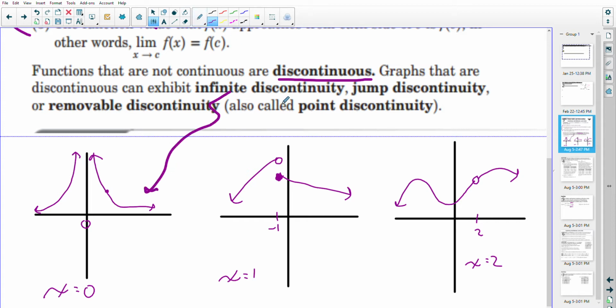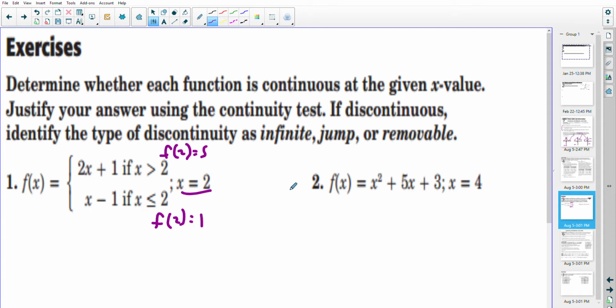The second case is a jump discontinuity because your graph is actually jumping from one to the next at x equals -1. And the third case is going to be called a point discontinuity because it is discontinuous at x equals 2. There is a hole in the graph. We can also see this on graphs by looking at them algebraically.